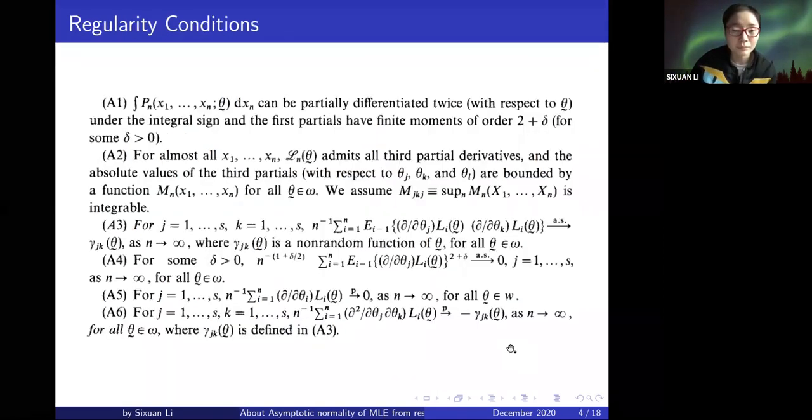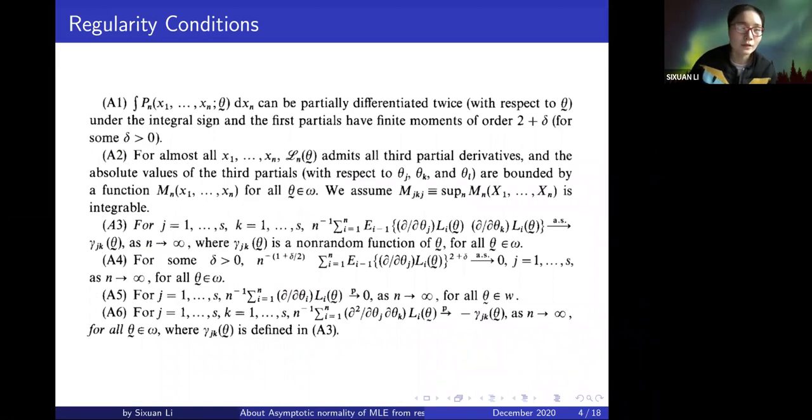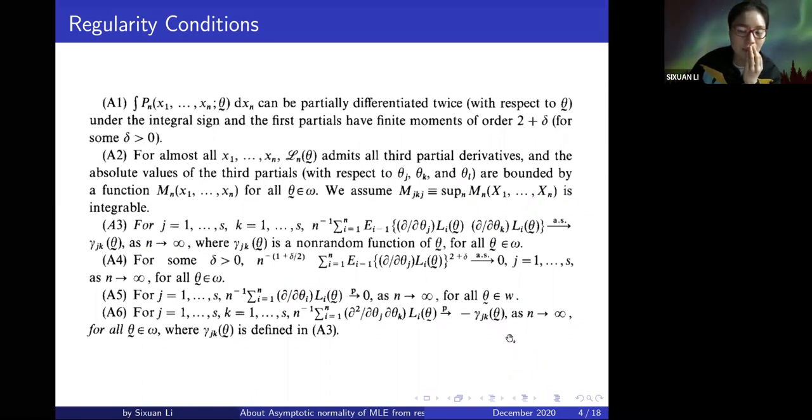Next, please. And these are the regularity conditions. They're collected from a few books and are not very new. We can see the conditions A1 and A2 are standard differentiability conditions. A3 and A4 are for applying the martingale central limit theorem. A5 is used to prove weak consistency. And A6 is very important for consistency and asymptotic normality.